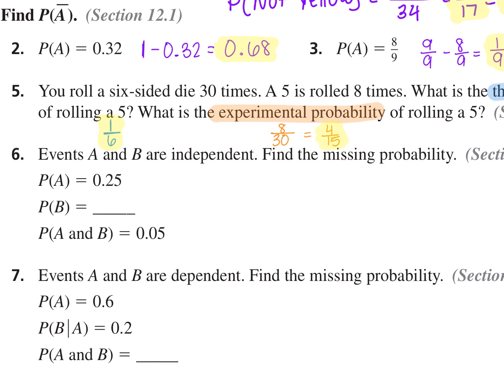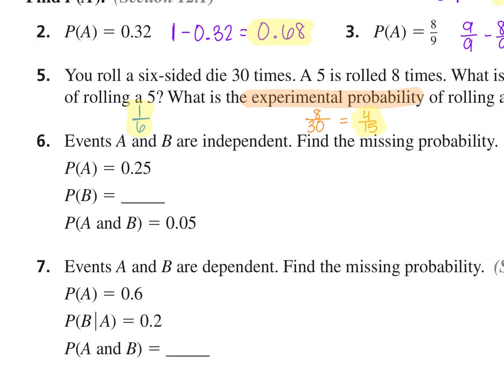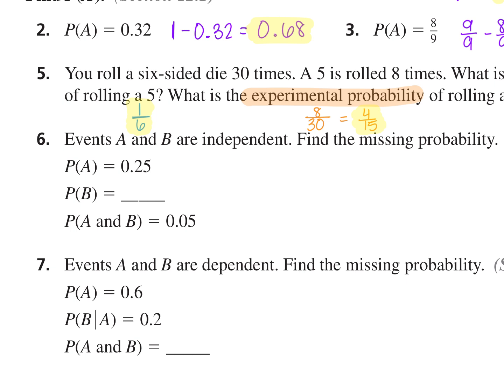Looking at the next one, it says events A and B are independent. Find the missing probability. So I have to know the formula for independent events. The formula is the probability of A and B equals the probability of A times the probability of B. When it's independent, nothing is getting taken out. So I'm just taking the two probabilities and multiplying them.